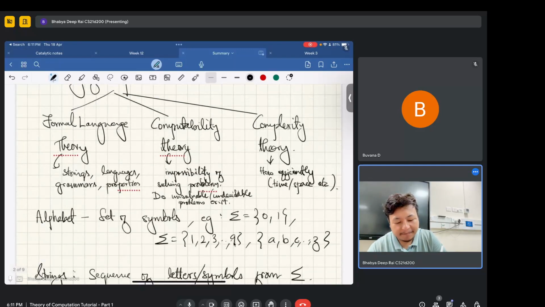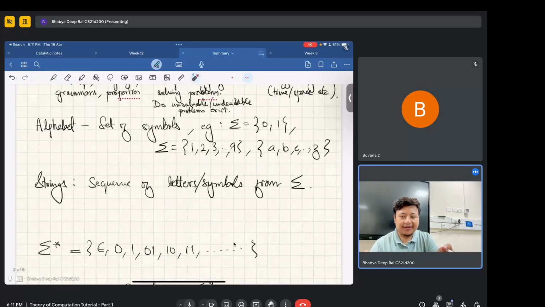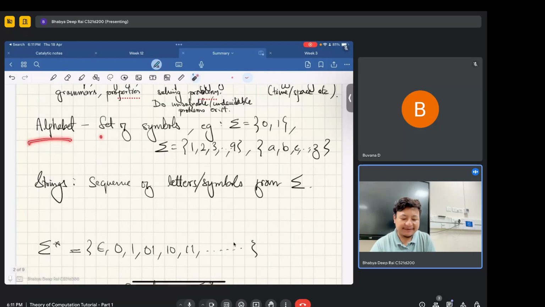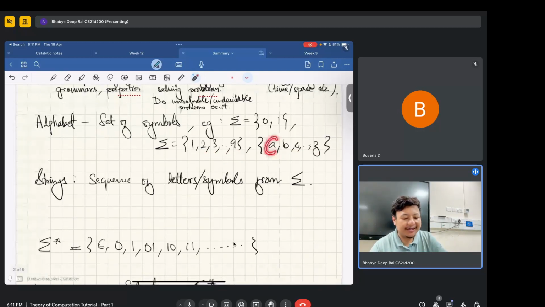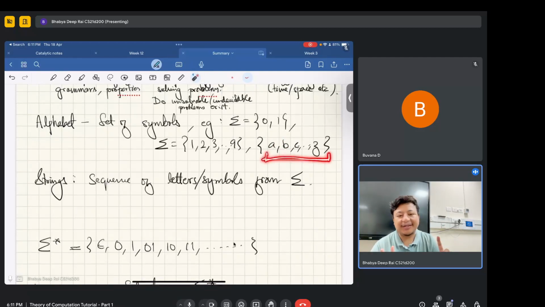Now, formal language theory. Just to recap, an alphabet is a set of symbols, often denoted by sigma. For example, 0, 1. This set 0, 1 is an alphabet. This set 1, 2, 3, 4, 5, 6, 7, 8, 9 is an alphabet. And A, B, C, D, and so on till Z is an alphabet. Note that the symbols are distinct from each other. You cannot have two symbols that are the same. And also, the alphabet needs to be finite. The set is finite.